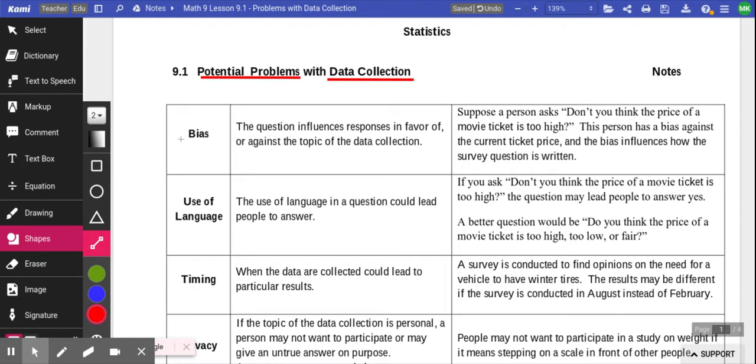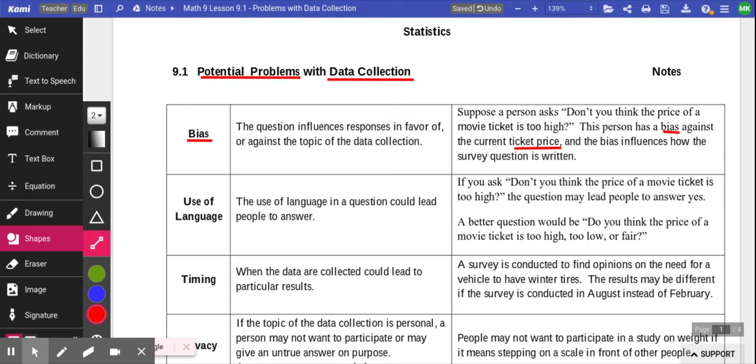The first one we're going to talk about is bias. So bias is when you already have a view on something, right? So for instance, suppose a person asks, don't you think the price of a movie ticket is too high? The way that they've asked that is showing that they have a personal bias against the price of ticket. They already think it's too expensive. That's their bias, right? So their feelings have made them write the question in a certain way to maybe get a response that's in their favor.